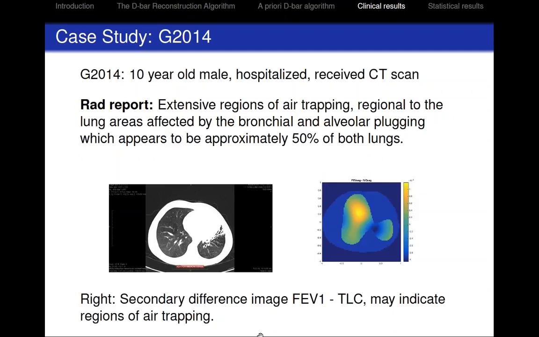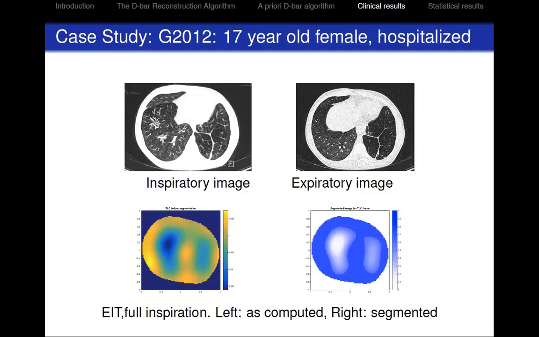On the right is what we have termed a secondary difference image, and we may be seeing some regions of air trapping. There's this here. We aren't picking up changes in this upper lobe of the lung, probably due to all of this consolidation. But this air trapping, we are hypothesizing, is indicated by this bright region. And due to time, I'm not going to dwell on how the secondary images were computed.